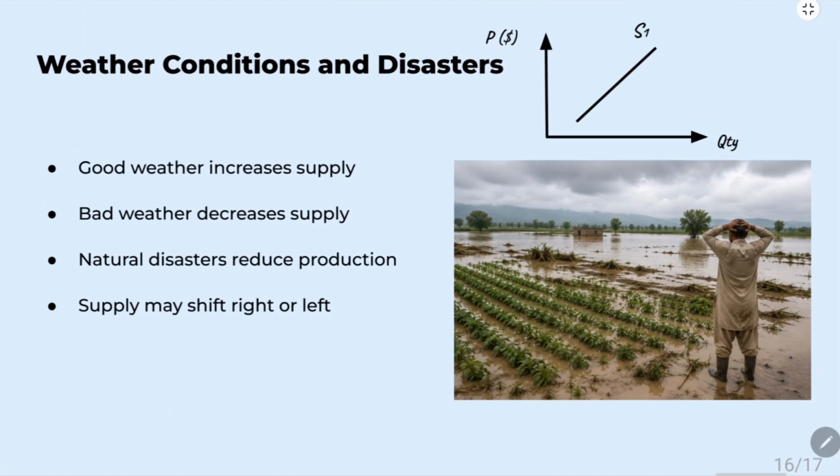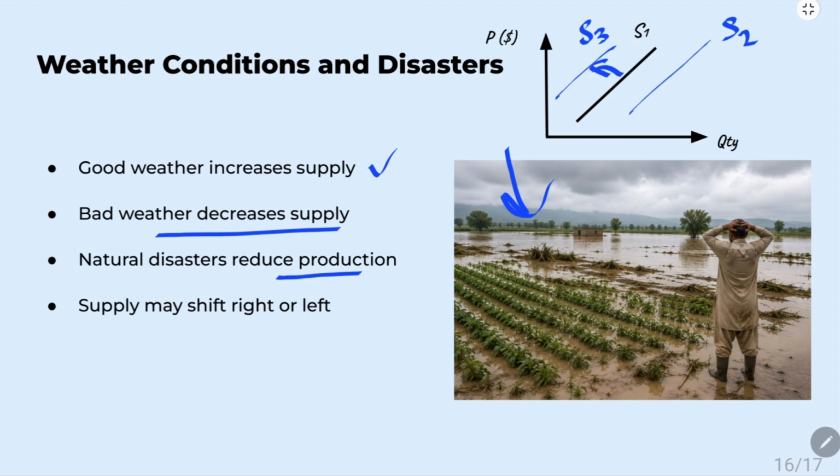Weather conditions are very important for agricultural products. Good weather can increase crop production, causing supply to shift to the right. However, floods, droughts, or storms can damage crops and reduce supply, shifting the curve to the left. For example, severe floods can damage farmlands and reduce the supply of food products.